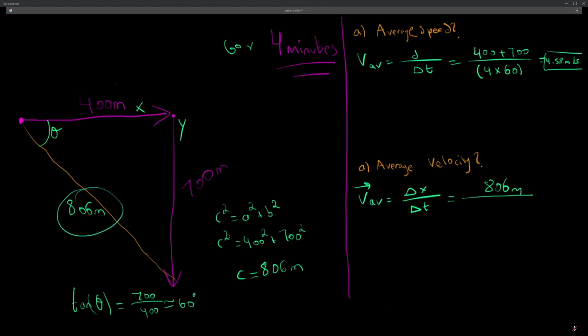Just substitute displacement. And then the time is 4 times 60. So we get 806 meters over 4 times 60. So that's 3.58 meters per second. And then we need to mention the direction. We calculate theta here, so just 60 degrees.